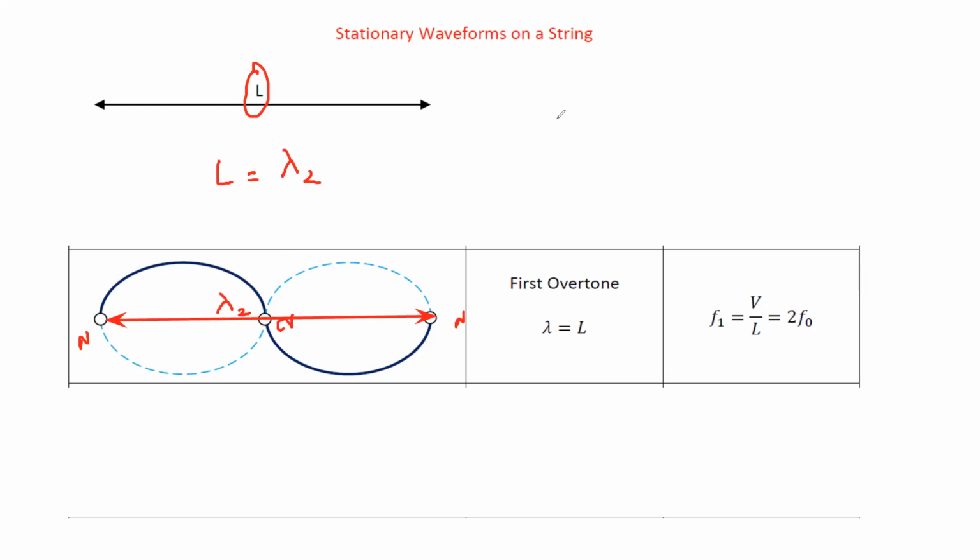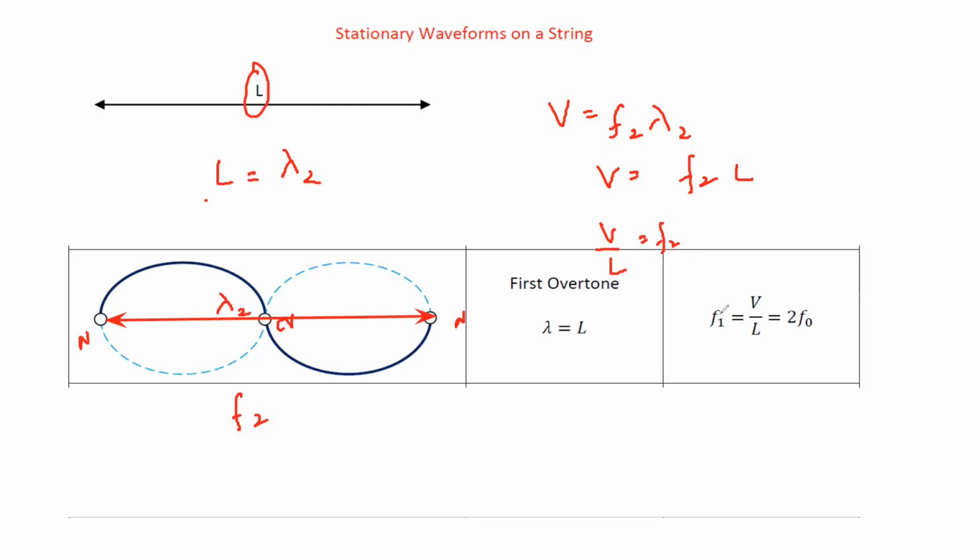And we have the formula V equals F lambda. So F2 and lambda 2. Why am I writing F2 and lambda 2? Because it will have a different frequency when it is vibrating in two loops. In place of lambda 2, I can write L only. So V equals F2 L, or F2, the frequency, is equal to V divided by L.